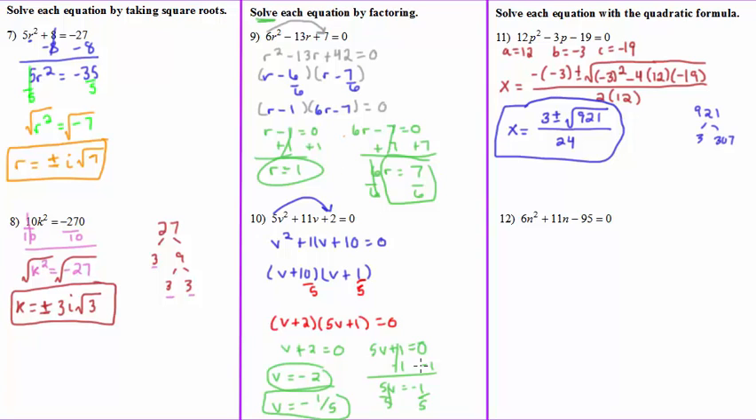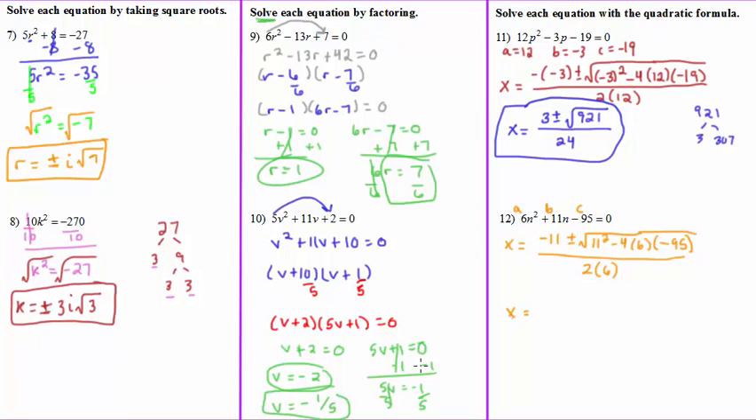So let's do another quadratic formula. A is 6, B is 11, C is -95. So x equals -b plus or minus square root of b squared minus 4ac, all over 2a.